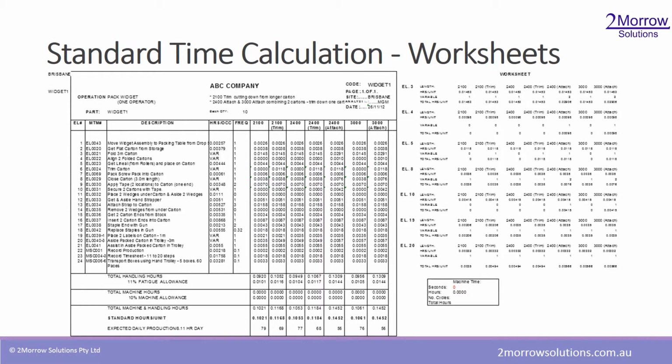Standard times are calculated from identifying the data blocks that are required for the total process and assigning appropriate fatigue allowances and machine allowances if machines are used in a process. Spreadsheets can be used to calculate the standard times or by using a database. Thanks to the modular approach used in this system, we can calculate variations in the process time. In this example, there are different times for packing widgets of different lengths, from 2,100 mm to 3,000 mm in length.